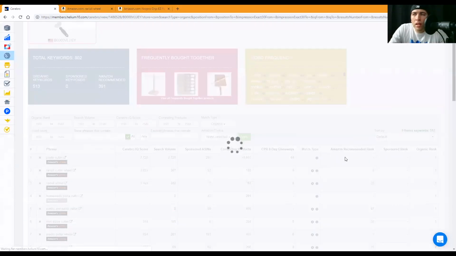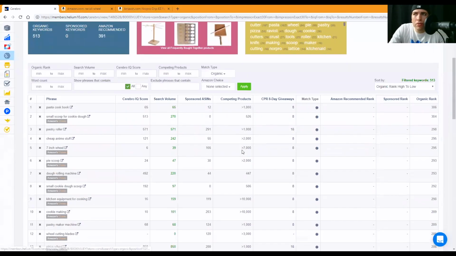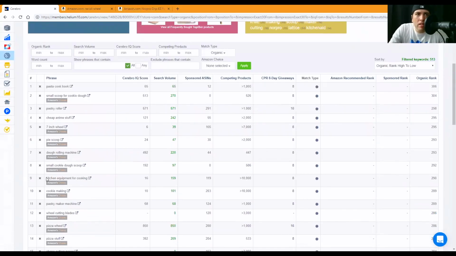Here's a question for you. Here we go. Kitchen equipment for cooking. So maybe you see this keyword and you're like, this could be an interesting keyword. It's searched maybe 200 times a month, 100 times a month, people are searching for it.